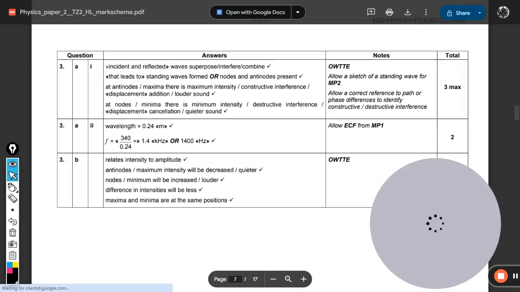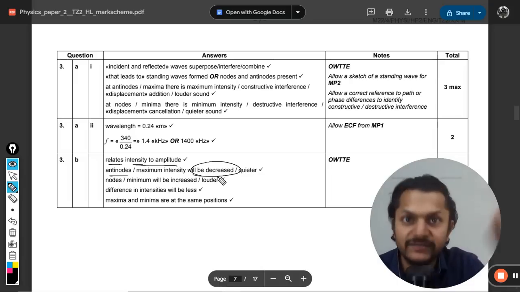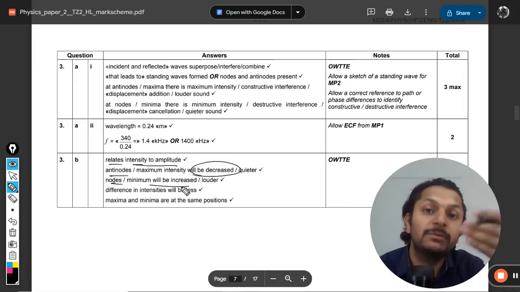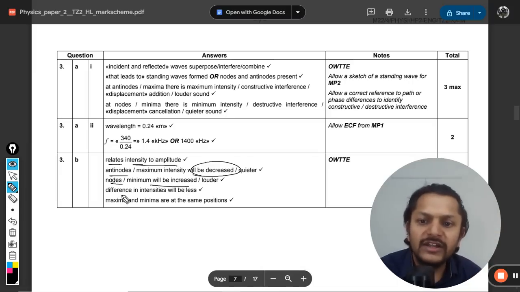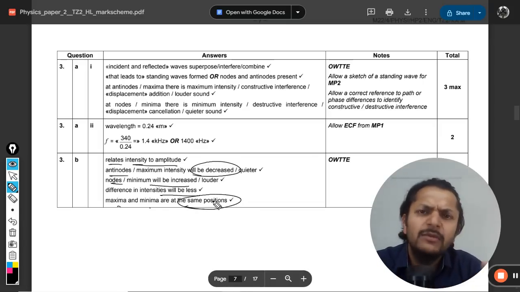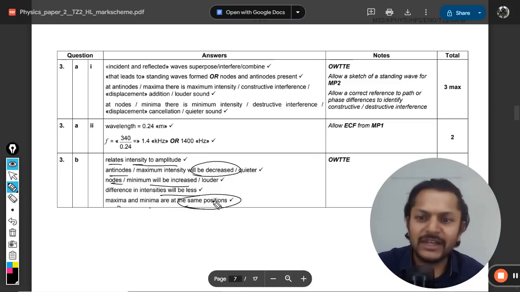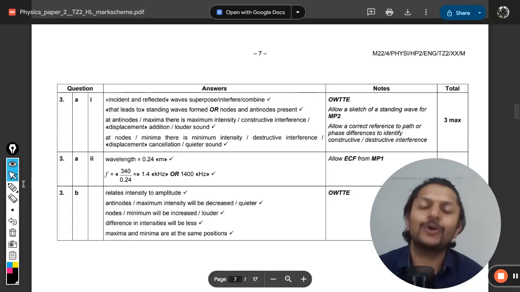Let's see the mark scheme. Relates to the intensity and the amplitude: the intensity at antinodes will decrease, the maximum intensity will decrease, and at the nodes, the minimum will increase. It means it will become louder, hence the intensity at the nodes will no longer be 0. The difference in intensity will be less. Maxima and minima are at the same positions. Positions will not vary because that depends upon the wavelength and frequency. So the position will not change, but these things will change. Okay, is it over? Yes. So here the question is completed.